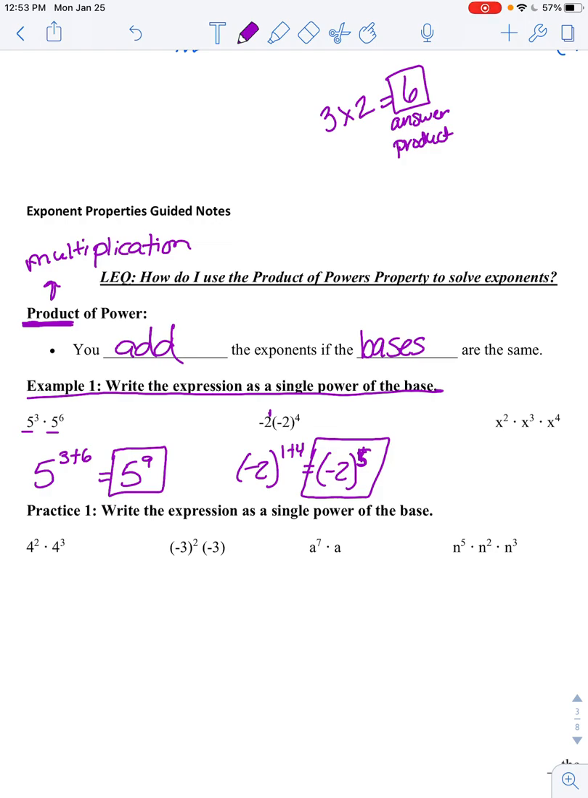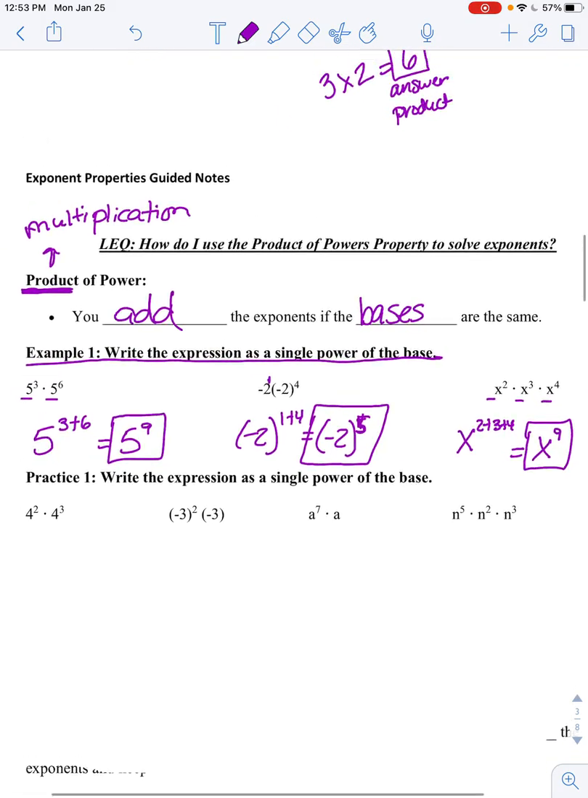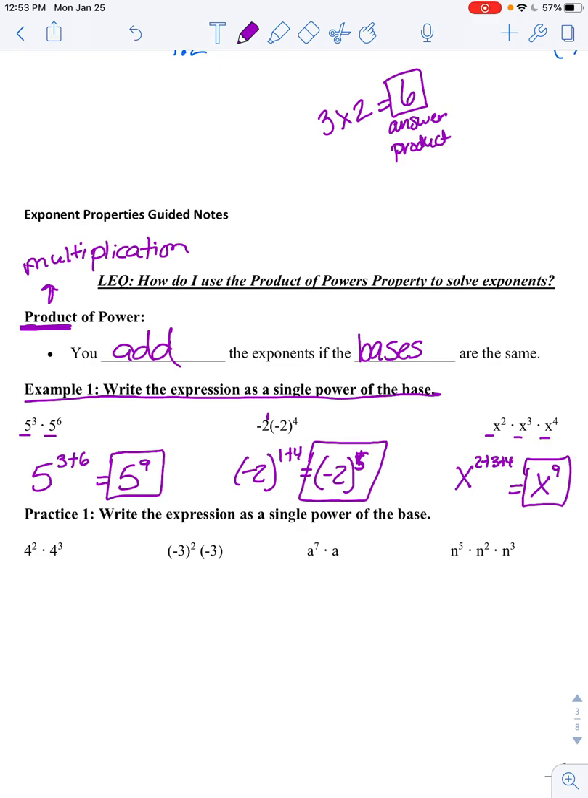Then we have x squared times x third times x to the fourth. So we have x as the base, and then we could add 2 plus 3 plus 4 for your answer to be x to the 9th power. So if the base is the same, you're adding the exponents. Go ahead and do practice 1. Same thing as example 1. Write the expression as a single power of the base. Go ahead and pause the video to do your work and then check back to get your answers.